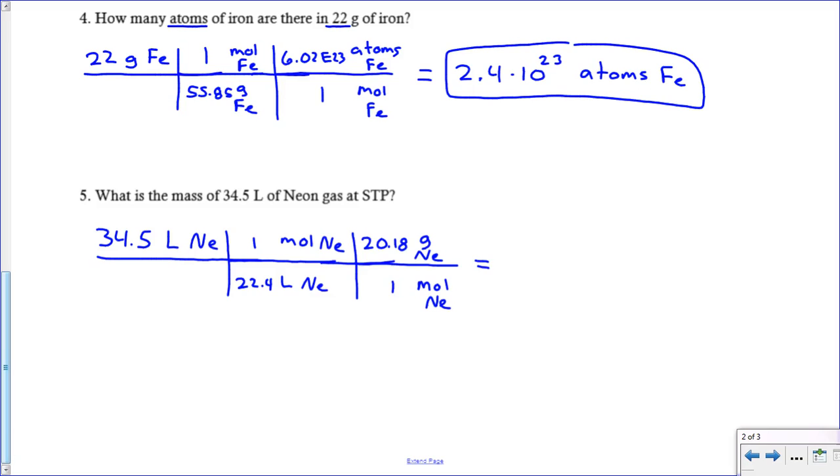All right, 34.5 has 3 sig figs, 20.18 has 4 sig figs, 22.4 has 3 sig figs, so our answer should have 3 sig figs. If you put it into your calculator, you should get 31.1 grams of Ne as your answer.